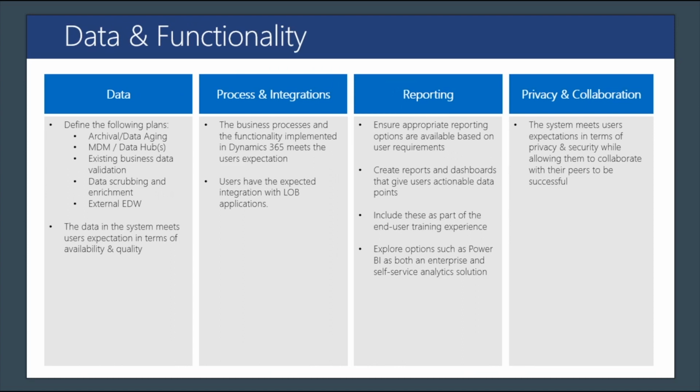In terms of driving user adoption with data and functionality, you want to make sure that, as part of your overall process to ensure that things move smoothly for your users, you establish a reasonable archival or data aging strategy. And this is important because you want to make sure that when the users use the system, they have an expectation of how much data is going to exist. For example, you may not need to bring 15 years of history into your Dynamics 365 system. You may only need one or two, but you want to have that strategy ahead of time so that you can begin to set expectations with your users.